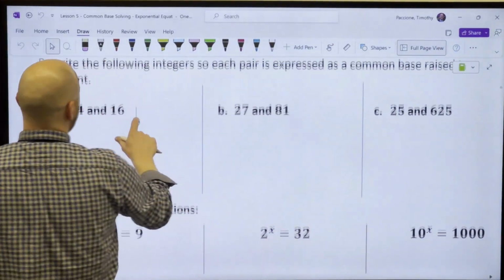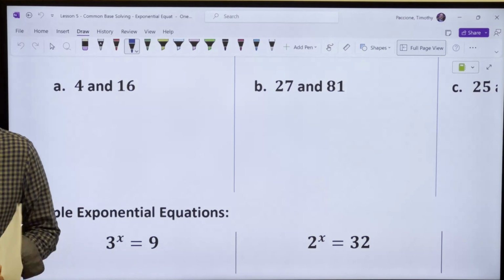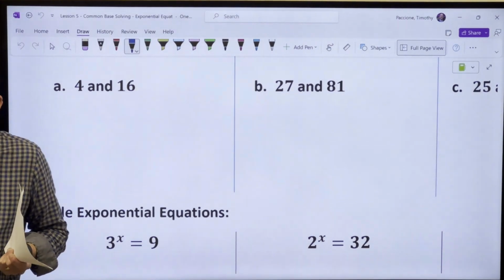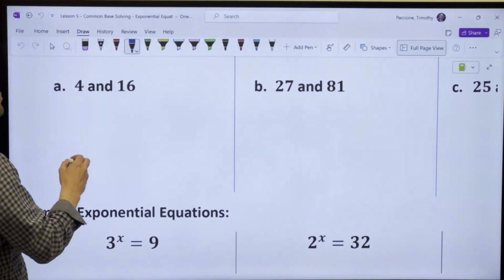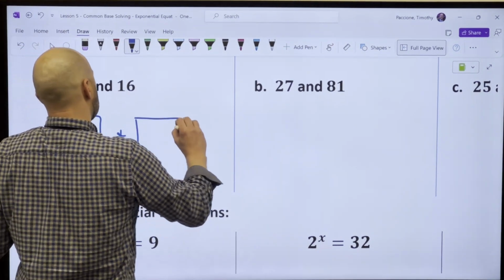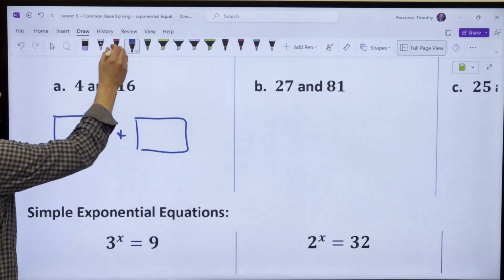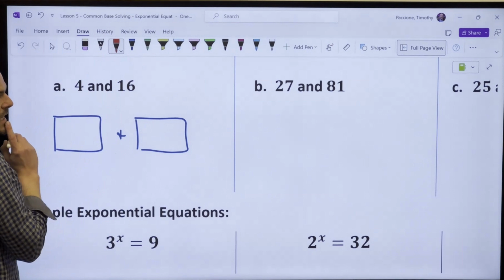Now, before we get started with that, we have a little bit of a random puzzle. You might be like, what does this have to do with anything? As always, trust me on this one. All right, so I want to rewrite these both as the same base, but with an exponent. So what do you think 4 and 16 could be rewritten as?